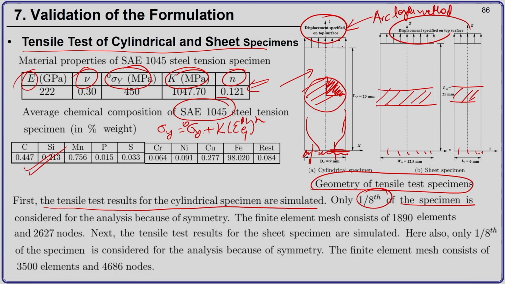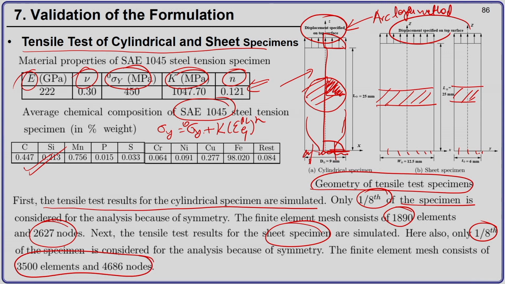If you can see, it is only this much of the specimen that we take in each case, and the number of finite elements is 1890, and these are the number of nodes. Then we do the simulation of the sheet specimen. Again, we use only the 1/8 of the specimen with these many elements and nodes. This is of course a static problem, so delta T is always chosen to be 1 and rho is taken to be 0, so that there is no mass matrix and the problem turns out to be a static problem.